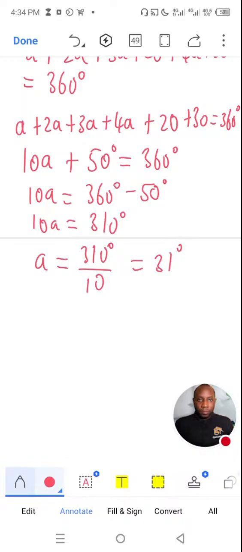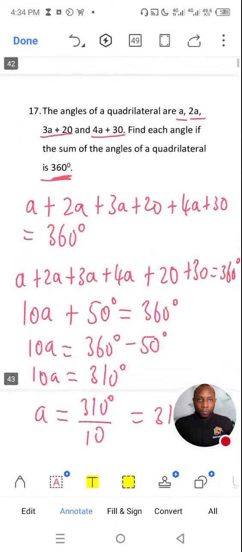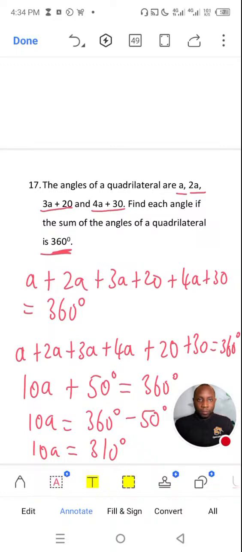Like I will always like to say, the fact that you have gotten the unknown does not mean that's the end of it. All right. It does not mean that you have finished solving the question. You must go back, or you must be sure of what they're asking you to do. They say find each angle. Find each angle. So what are the angles?